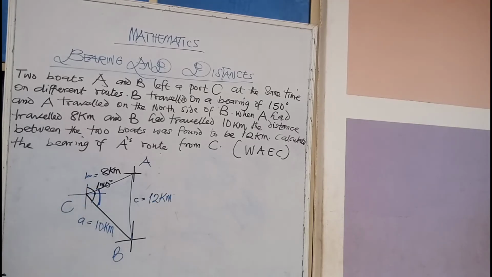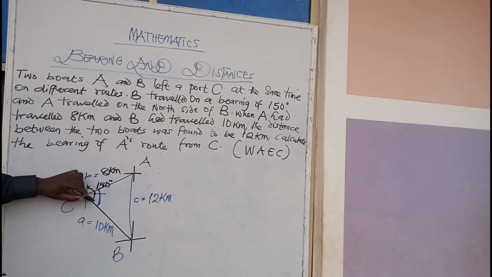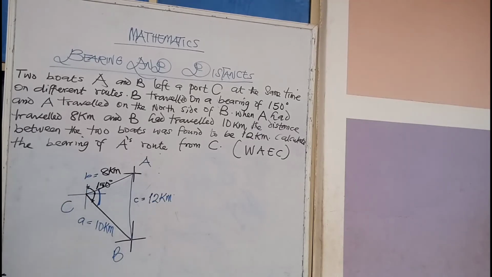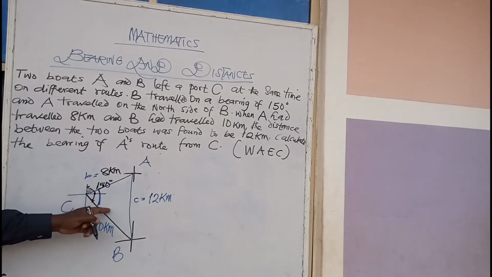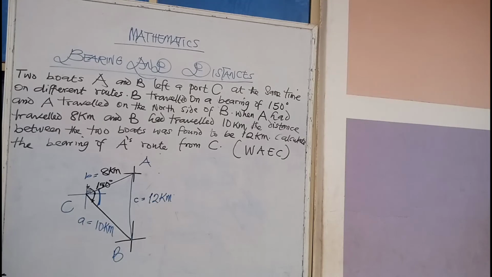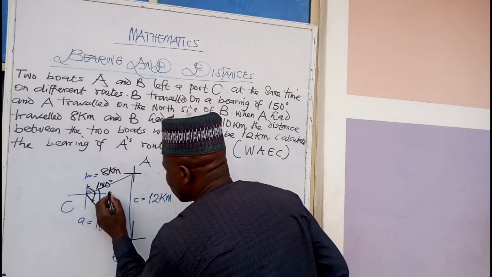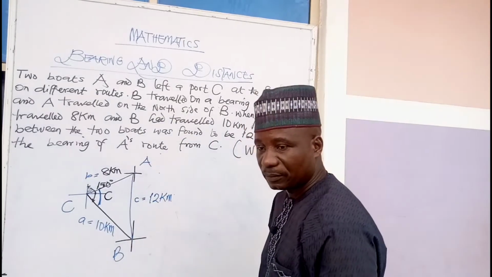Class, you cannot know it ordinarily without you using the formula. Because from here, from this place to this place is our 150. Class, do we know this portion? Do we know this portion? We don't know it. That is why it will be a bit difficult for us to just say this angle is so something. We have to use formula to compute it. So I will call this angle what? I will call it angle C that I want to find.